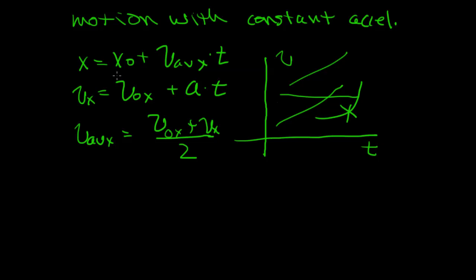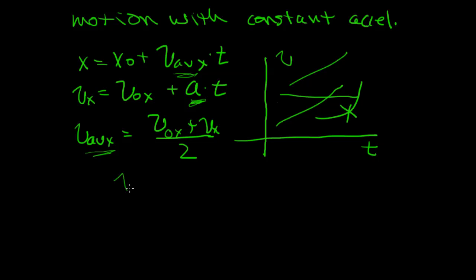When that happens, you get the same equations we've had before: x equals x naught plus v average x times time. The velocity can still change when you have a constant acceleration. Now we have our equation for acceleration, which is vx equals v naught x, the initial velocity, plus the acceleration times the time. This time I didn't indicate it's the average acceleration, because our average acceleration is the same thing as any other acceleration. They're all constant. In the case where you have a constant acceleration, your average velocity is equal to the initial velocity plus the final velocity divided by 2.